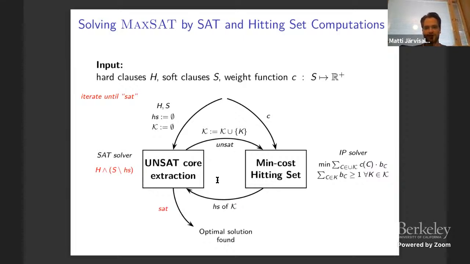Things don't work this directly in practice. You have to pull out a lot of tricks to make this really efficient. But still the underlying framework is like this. And as I said, this can be used for anything because you have a core extractor for whatever your problem is, and you have a min cost hitting set, which can have an arbitrary objective function. In principle, you could do quadratic objectives if you have an effective QP solver. And you can have a QBF solver, an SMT solver, an ASP solver, anything that provides us cores. But now we're talking about MaxSAT, so a SAT solver.